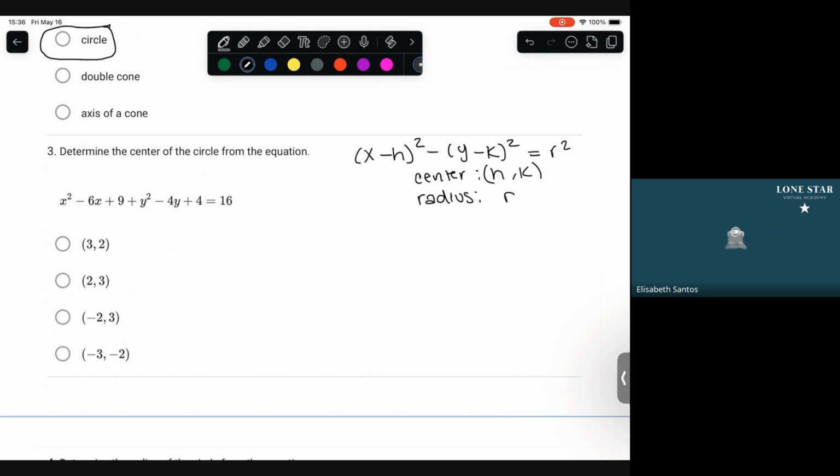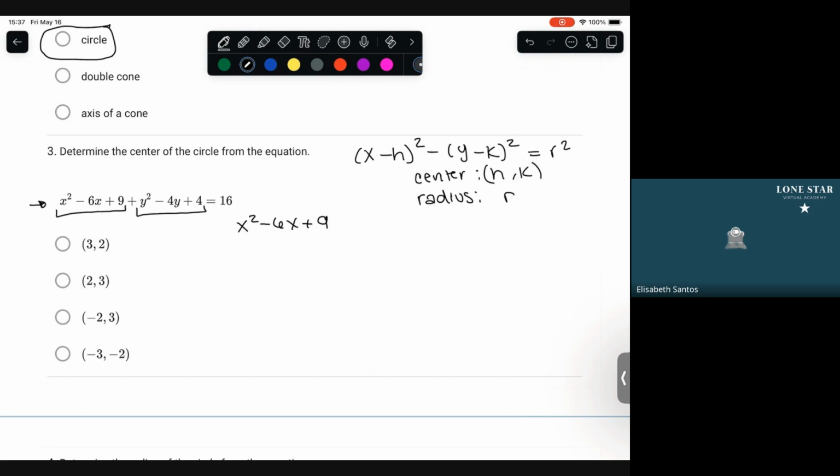Okay, so if you look at the equation they gave us, it's not in that form, so we're going to have to get it to that form. The way we're going to do that is to first focus on the x's, and then focus on the y's. So first the x. We have x squared minus 6x plus 9, and we're going to factor.